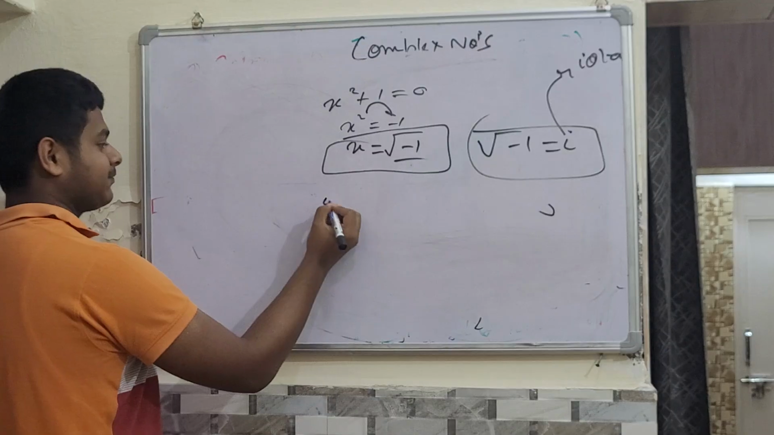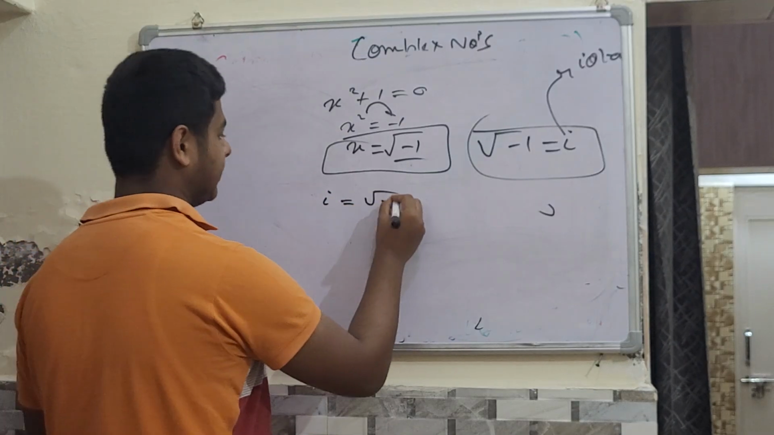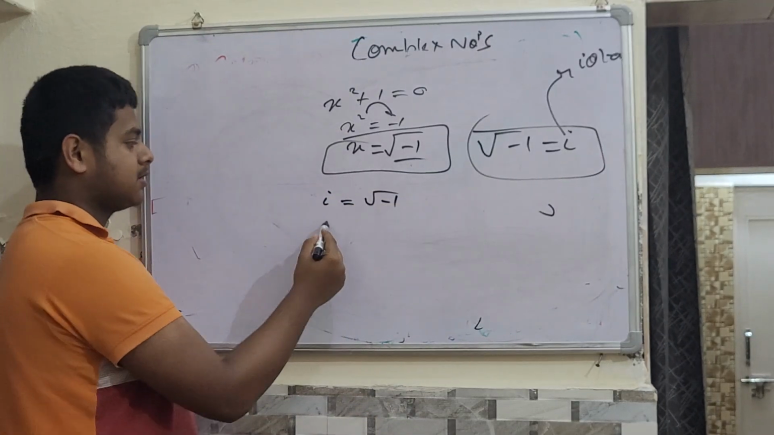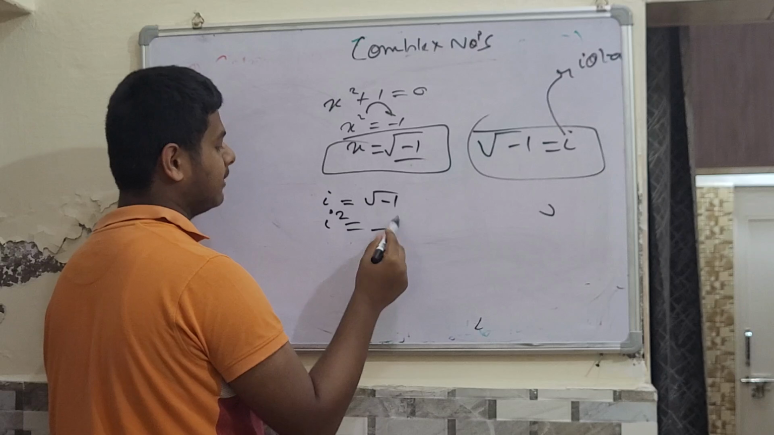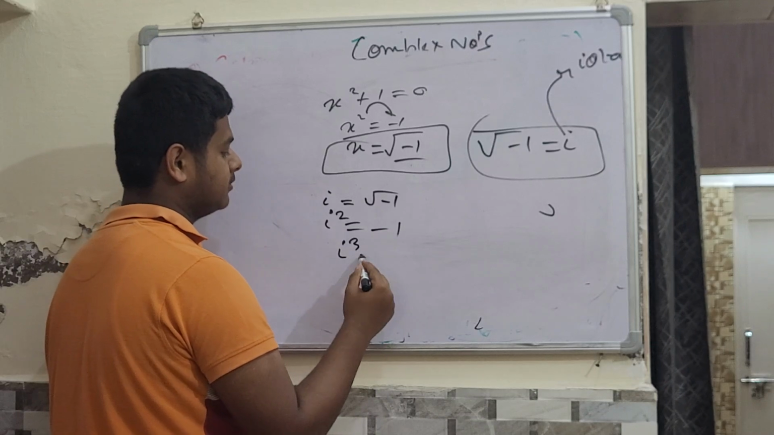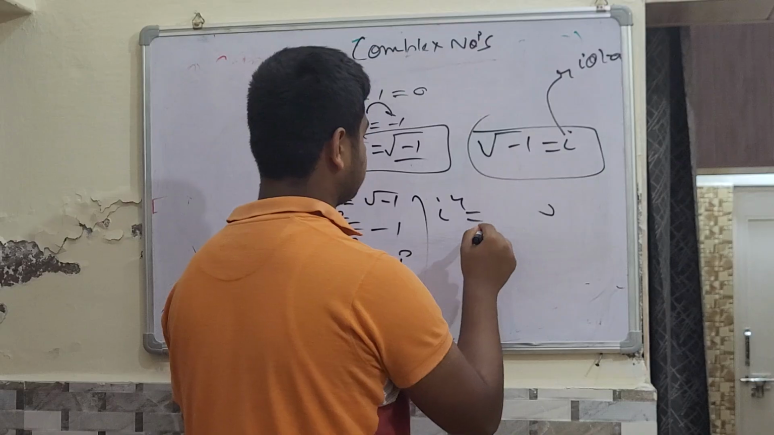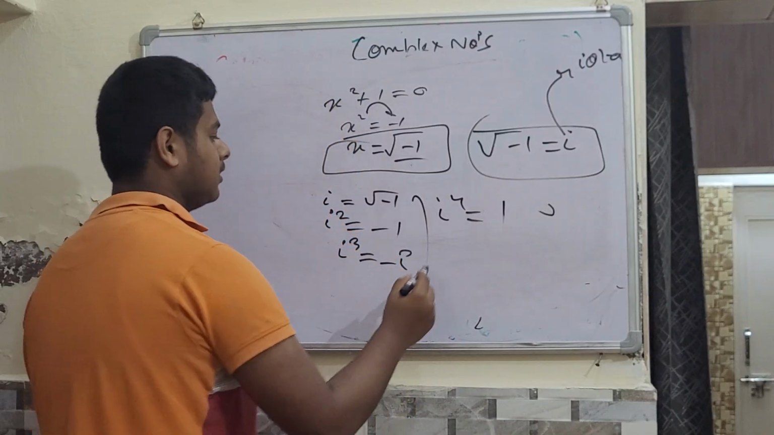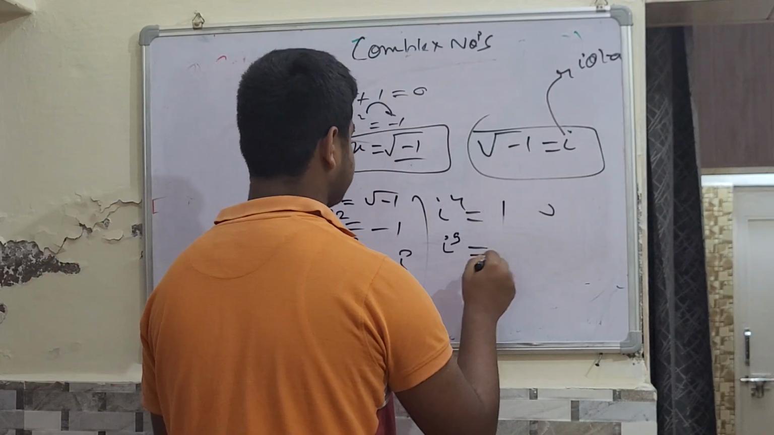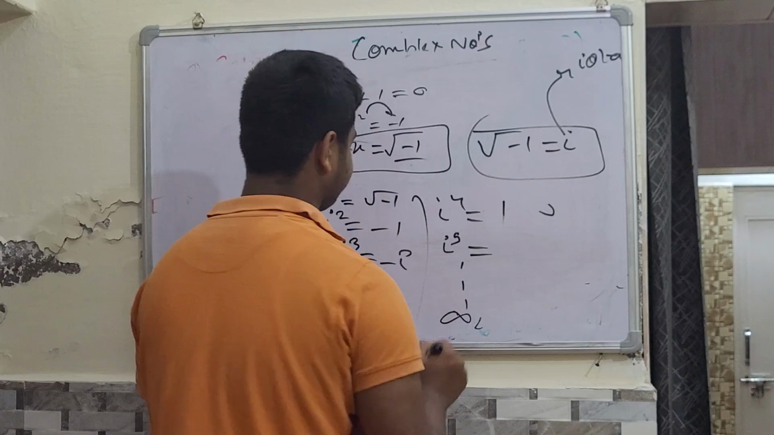Then i is equal to root -1. You have to remember this. i square is equal to -1. i cube is equal to -i. i to the power 4 is 1. i to the power 5 is the same as i, and it continues in the same way.